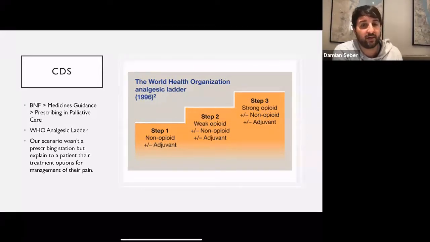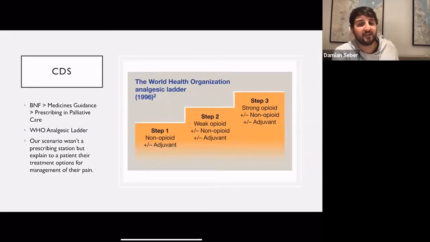So your step one is like your paracetamol, ibuprofen, and your adjuvants are things like a TENS machine, acupuncture, things like amitriptyline and stuff like that. And then you step up to a weak opioid, which is things like codeine, and then strong opioids are like your morphine, your diamorphine, your oxycodone.